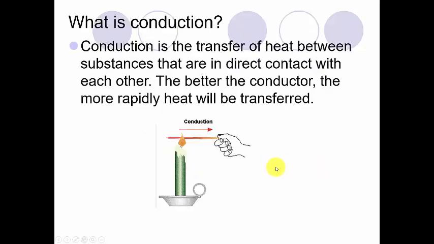So we're finished with radiation. Now we're going to conduction. Conduction is what we've been talking about, basically matter in contact. Conduction is a transfer of heat between substances that are in direct contact with each other. That's why they can reach thermal equilibrium. The better the conductor, the more rapid heat will be transferred.